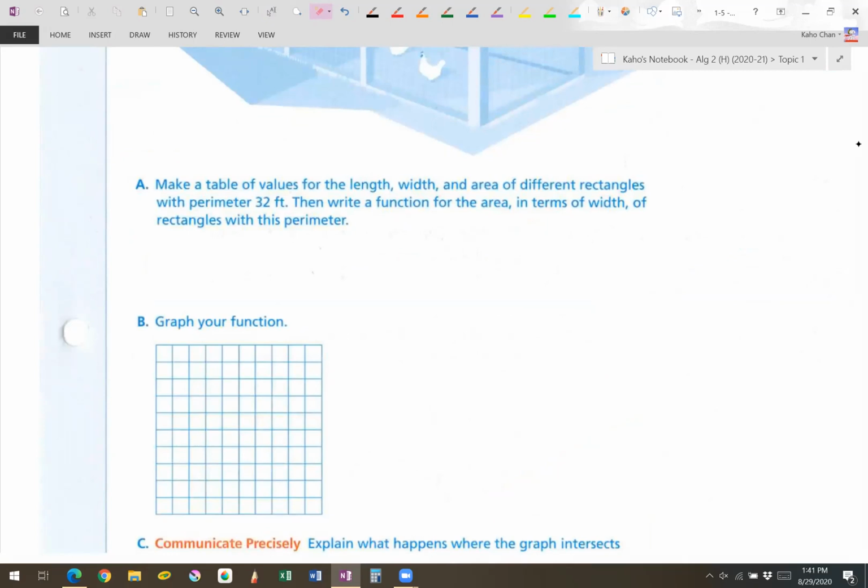Make a table of values for the length, width, and area of different rectangles with perimeter 32 feet. Then write a function for the area in terms of width of rectangles with this perimeter. Now before I do that, let's write down some things we do know from geometry. Let's write down our perimeter formula of a rectangle.